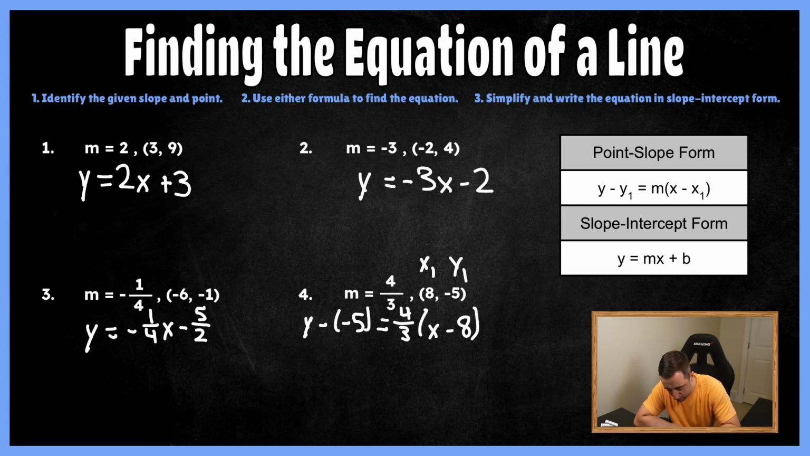I see that we have subtracting a negative out front, so that's going to turn to addition. So let's go ahead and rewrite that. We get y plus 5 is equal to 4/3 times x minus 8. You can't do x minus 8. Those aren't like terms, so we have to distribute that 4/3. Y plus 5 we leave alone. 4/3 times x, that's just 4/3 x.